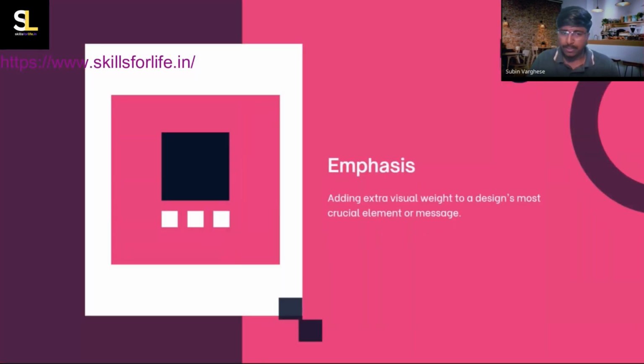Moving to the next one, emphasis. Emphasis is where how well you design using bigger fonts or maybe bigger images or smaller images. You can think about such an instance where you go for an eye checkup. When you go for an eye checkup, you have a screen board where you read from the bigger to the smaller digits or letters. So that is how emphasis works.